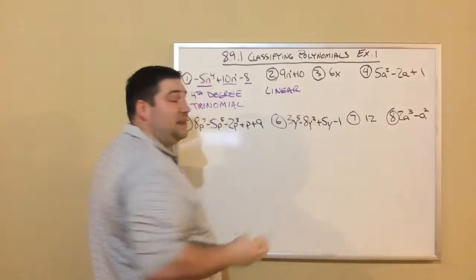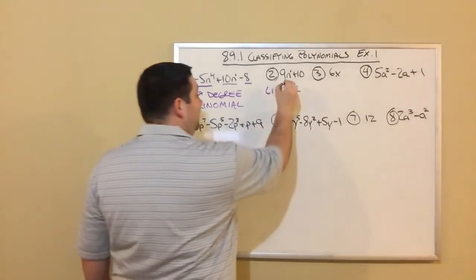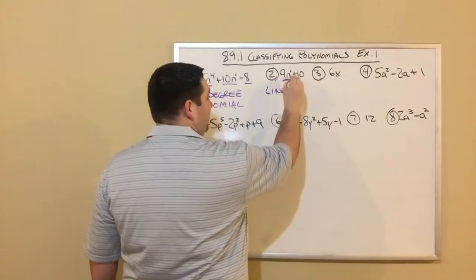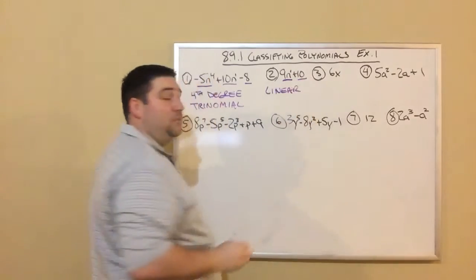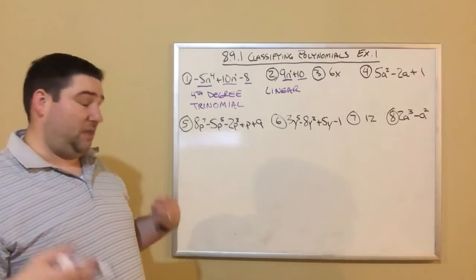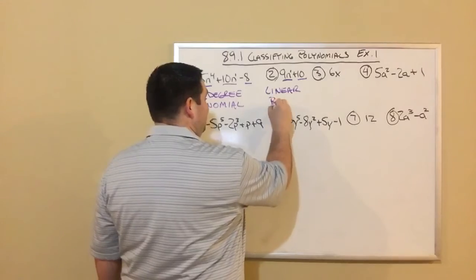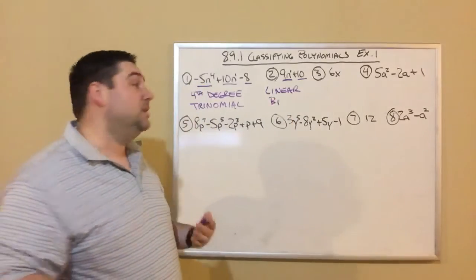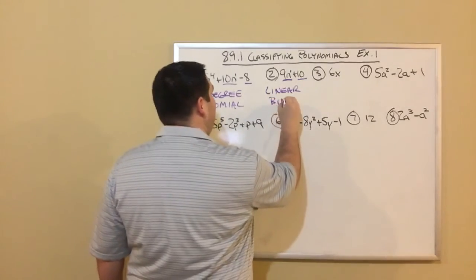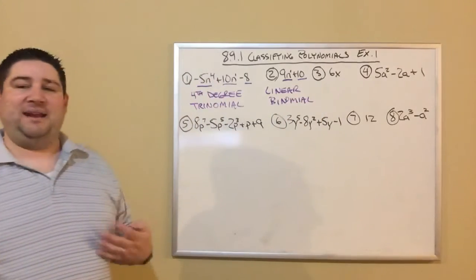And then I need to name the polynomial by the number of terms it has. So I look, 9n is a term, then a plus sign, and then 10 is a term. There's 2 terms, and if you look at the chart, you can see that a polynomial with 2 terms is a binomial. And that makes sense, like a bicycle has 2 wheels, that kind of thing. So binomial. So this, number 2, is a linear binomial.